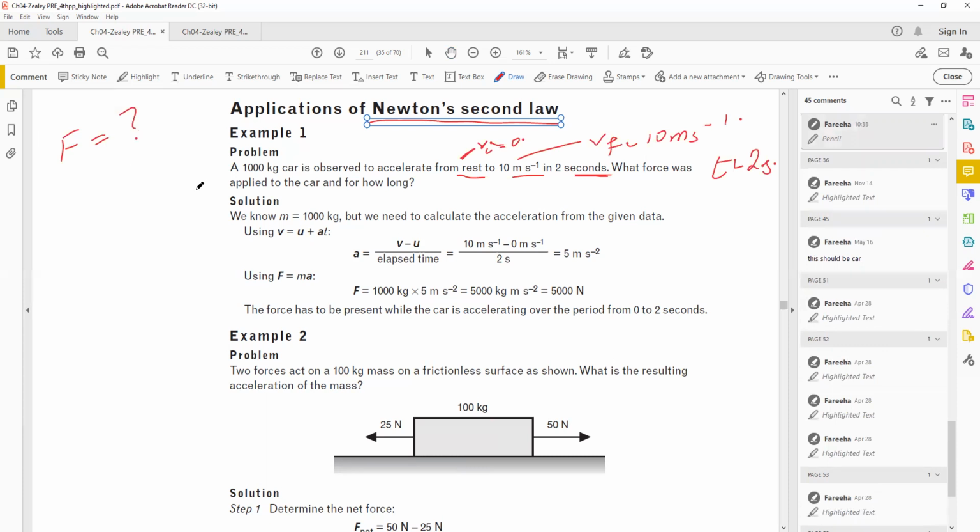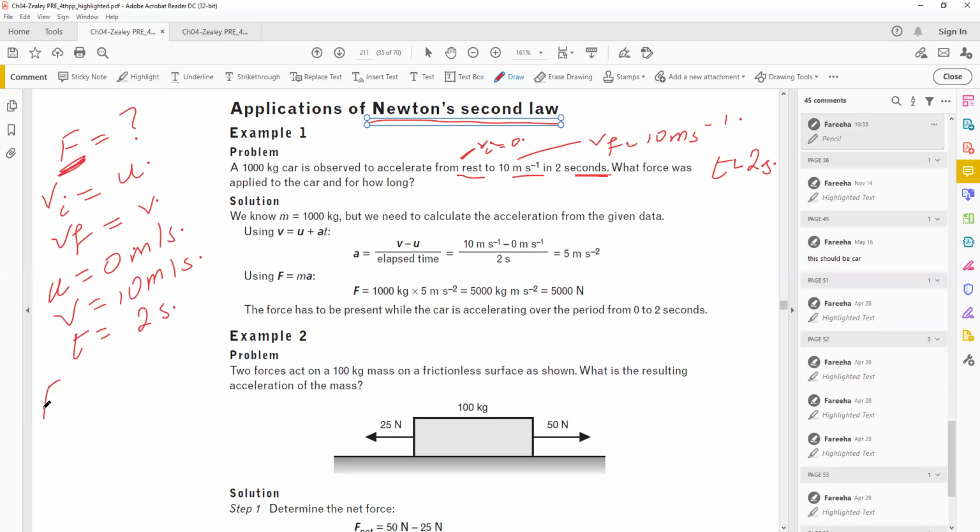So what formula are you going to use? Again, in this book, VI is represented by u and VF is represented by v. So we have the value of u equal to 0 meters per second, v equal to 10 meters per second, and t equal to 2 seconds. So what will we do? We have to find force. In order to find force, we can use Newton's second law, F is equal to ma, right? If we find a, we already have the mass. So m is equal to 1,000 kg. So we have to find a.